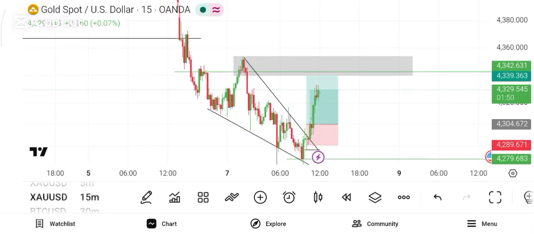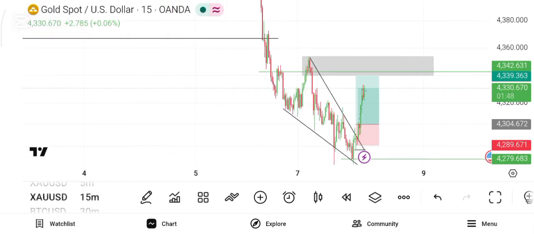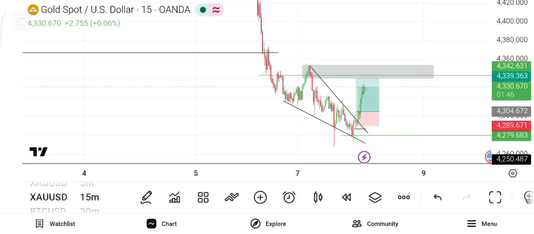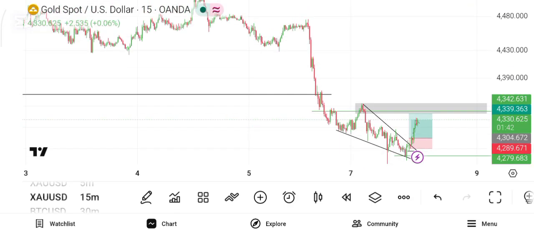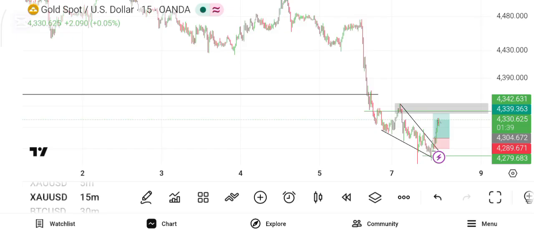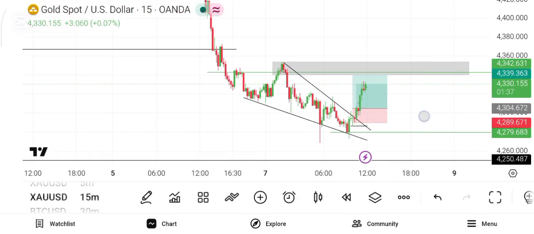Guys, this is a new week. As you can see, we started this new week with some profits. I will show you how I executed this current trade that is running.